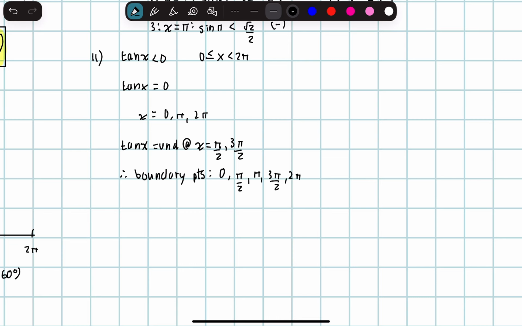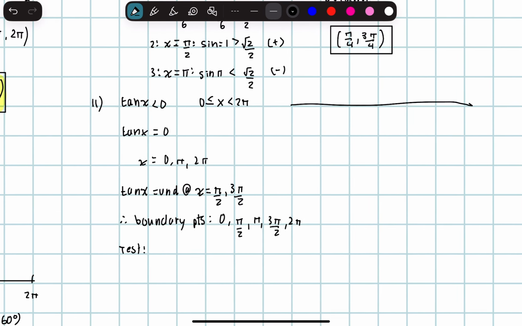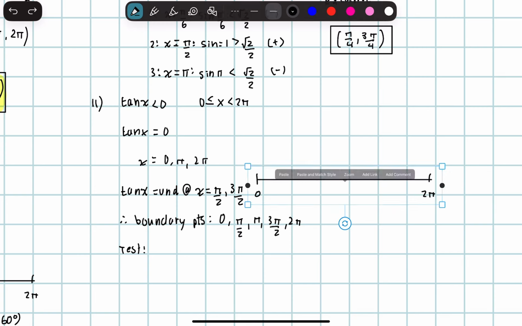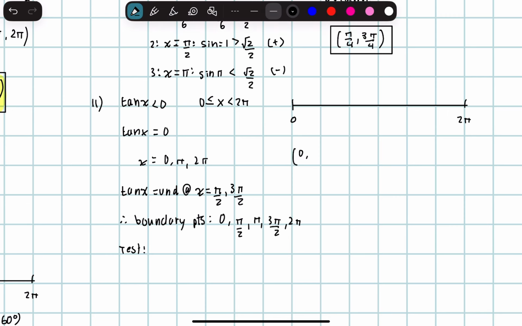So now we can test our intervals after we draw out our number line. We have 0 to pi over 2, pi over 2 to pi, pi to 3 pi over 2, and then 3 pi over 2 to 2 pi. So now we can split this into 4, I guess.